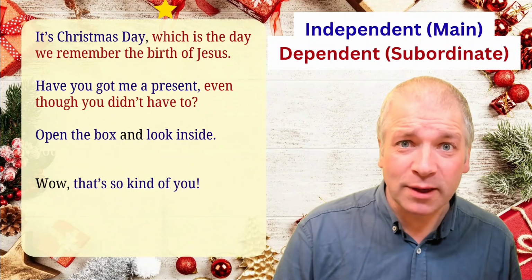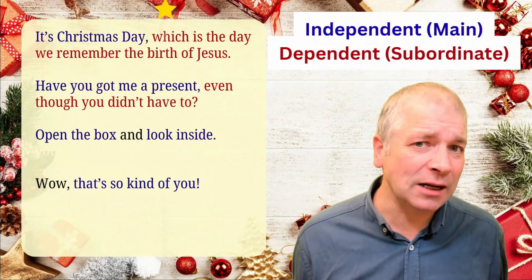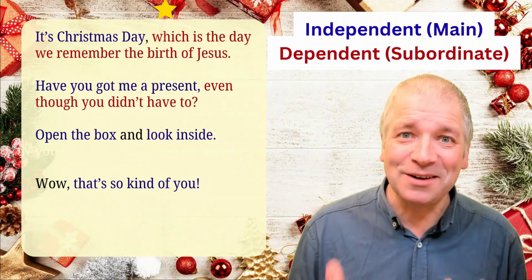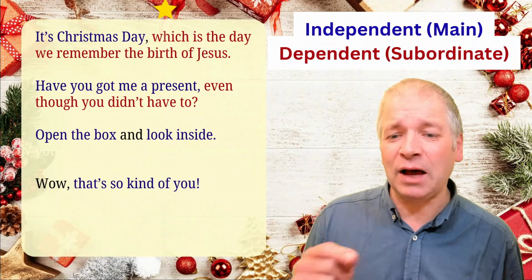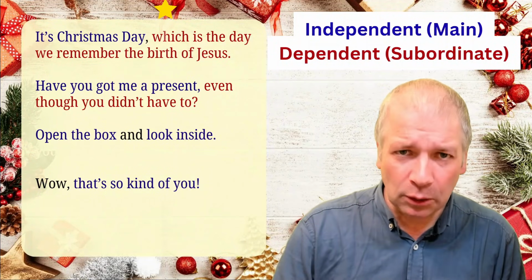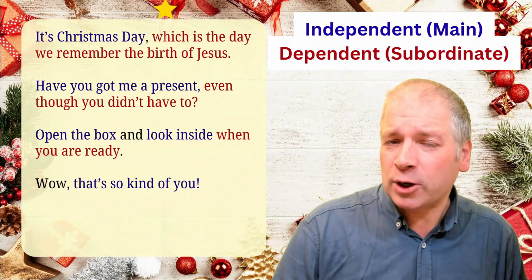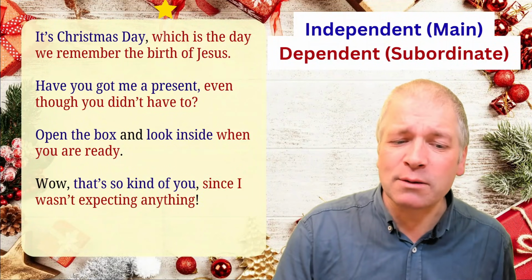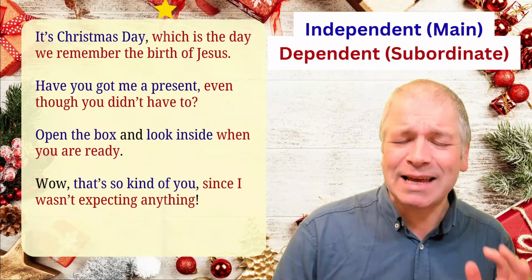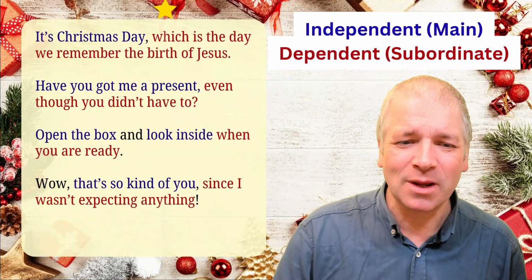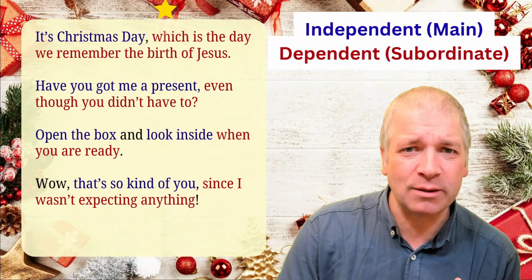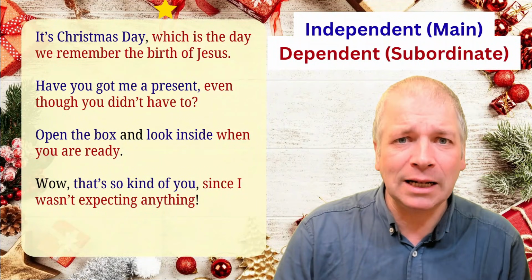With the interrogative, we could add a dependent clause like this. Have you got me a present even though you didn't have to? So "even though you didn't have to" is a subordinate clause. Open the box and look inside when you are ready. Wow, that's so kind of you, since I wasn't expecting anything. So all the clauses in red are dependent clauses that you can add on to the main clause.